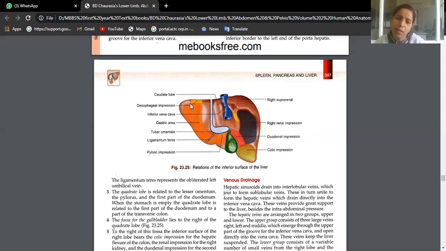Stomach is present on the left side. So that's how you see this is esophageal impression, this is gastric impression. In continuation, we have the pyloric part of the stomach. This is duodenal impression. That means this is GIT. Very good picture. Okay, esophageal, gastric, pyloric impression, duodenal impression.